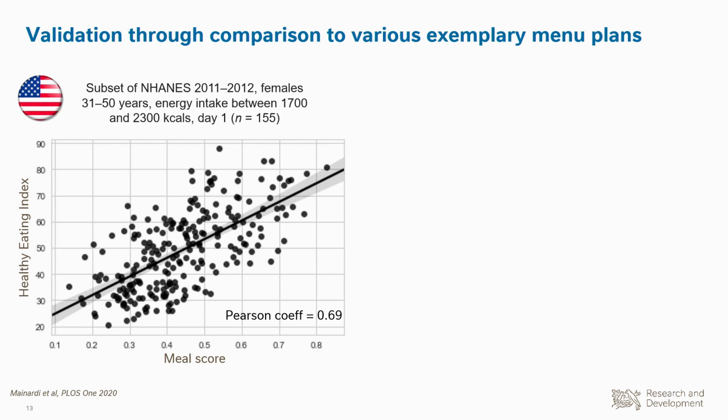As a validation, of course, if you have a meal score, it needs to reflect some acceptable and recognized score. And here we use the healthy eating index that was already described earlier to check whether there's a good correlation between the meal score and the healthy eating index. So this is a subset from the NHANES from 2011 to 12, and here we took women between 31 to 50 years old, and we have a sample size of 155. And what we can see here is that there's a relatively good correlation between the meal score and the healthy eating index, again showing that the meal score is able to reflect the diet quality in this population.